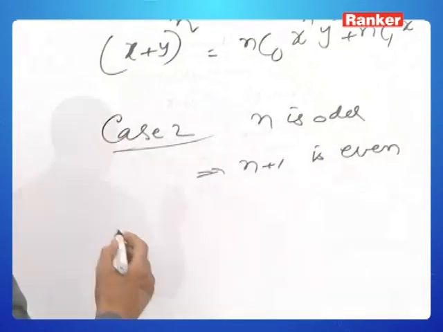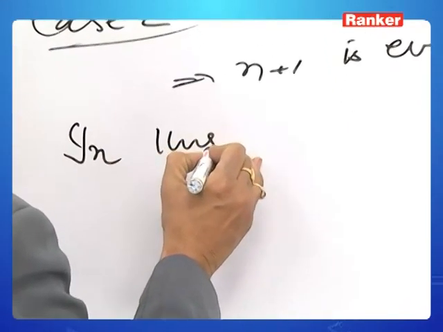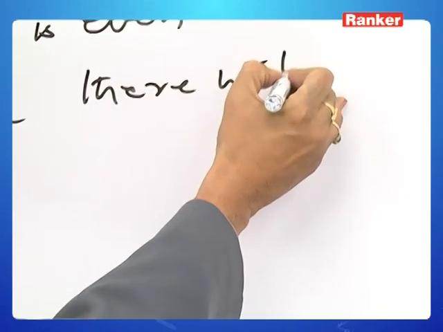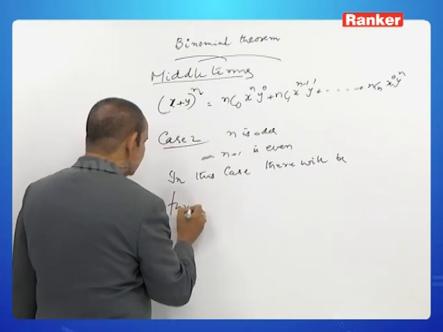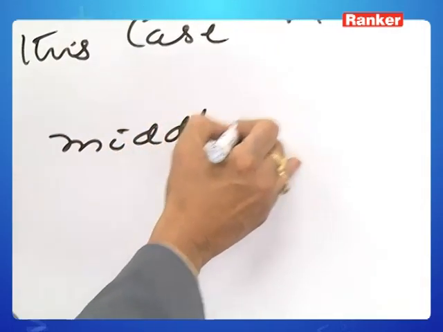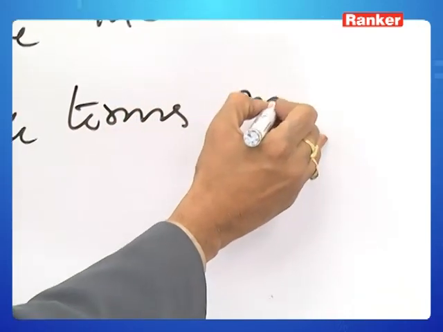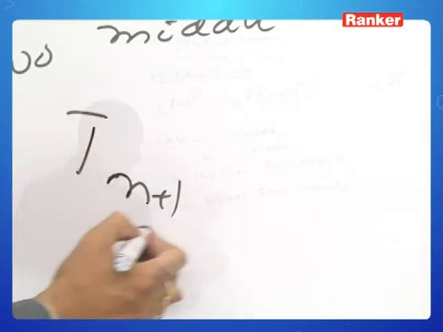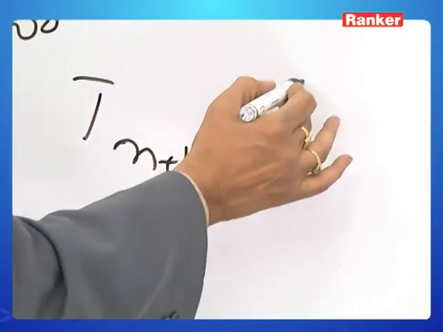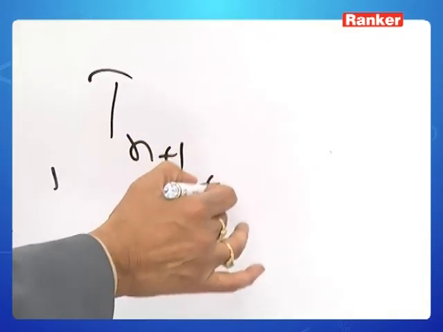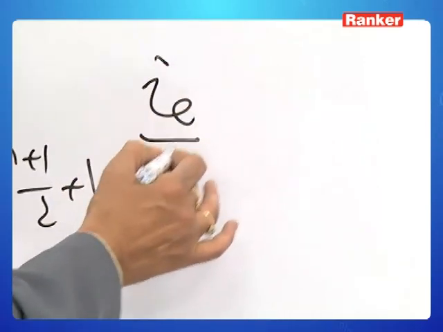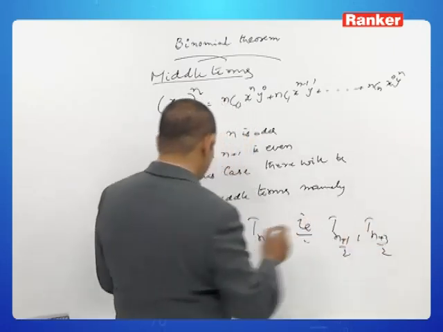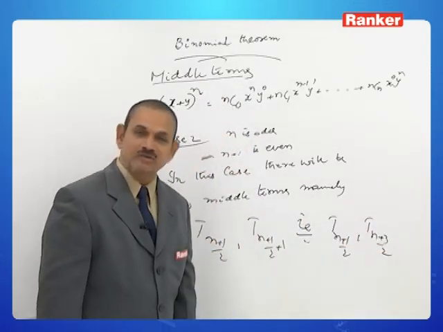What are they? In this case, there will be 2 middle terms, namely T of (n plus 1) by 2 and its adjacent. Adjacent means the (n plus 1) by 2 plus 1th place. That is, T of (n plus 1) by 2 and T of (n plus 3) by 2 are the middle terms. Two middle terms will be there.